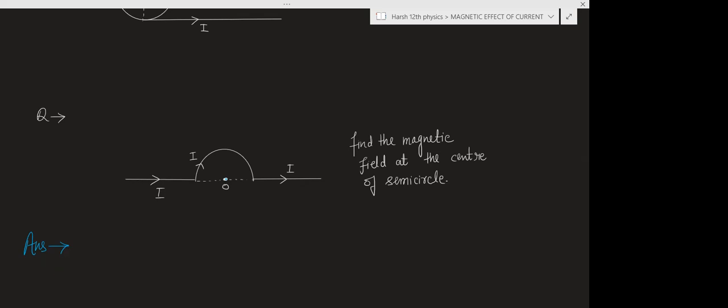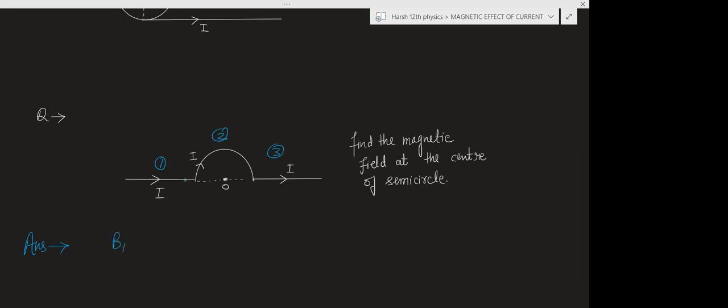So what we will do, we will just divide this wire into 3 parts. One part is this, second part is this, and third part is this. Now, first we will calculate the magnetic field due to this first wire at this point O, second wire at this point O, third wire at this point O. Now this first wire is the straight wire.